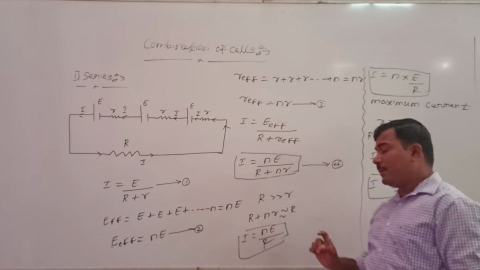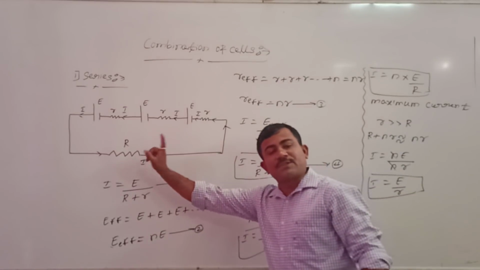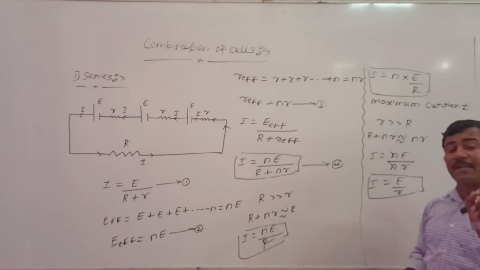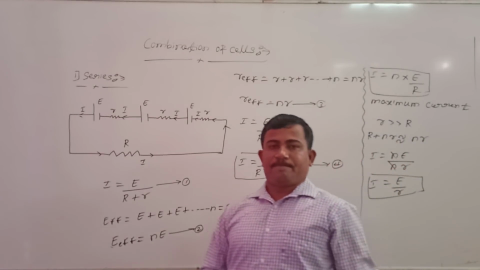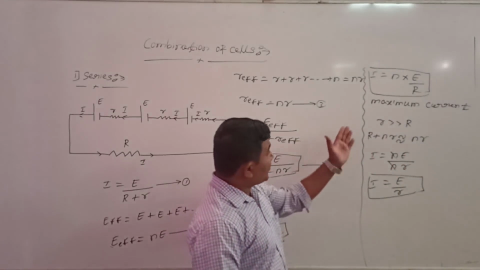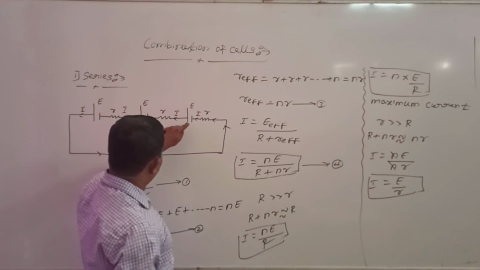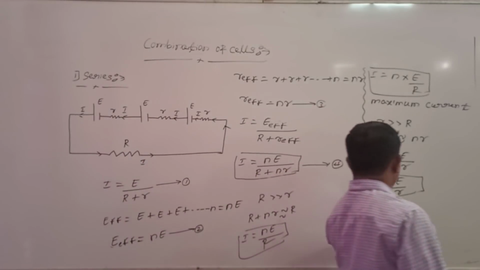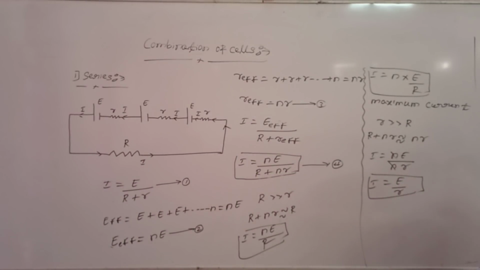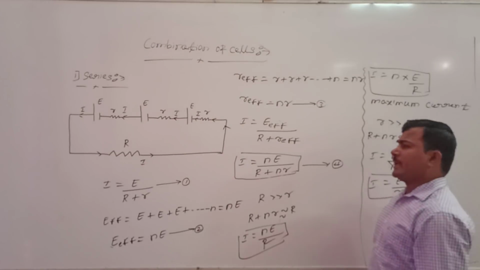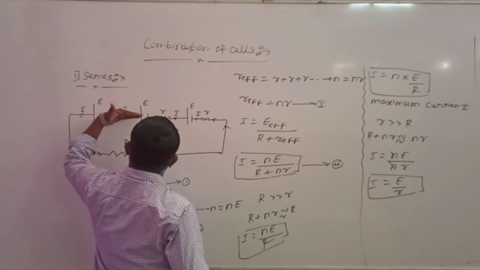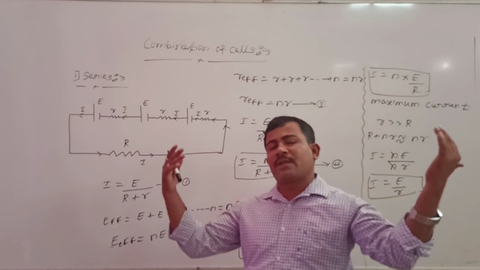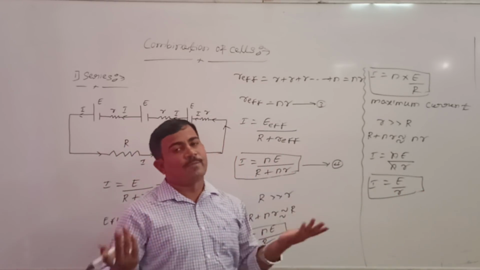EMF of a single cell. What is capital R? Resistance of a cell. Then what is it? E by R, which equals the current in a single cell. If the internal resistance is very large compared to the external resistor, the resultant current is only due to a single cell. No matter how many cells you connect in series, 2 cells, 10 cells or 50 cells, no matter.